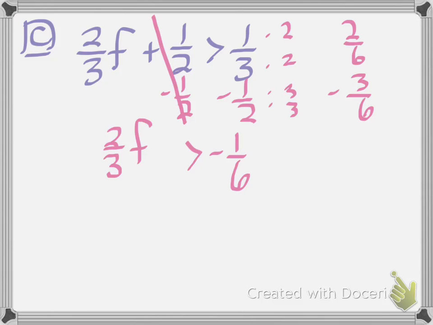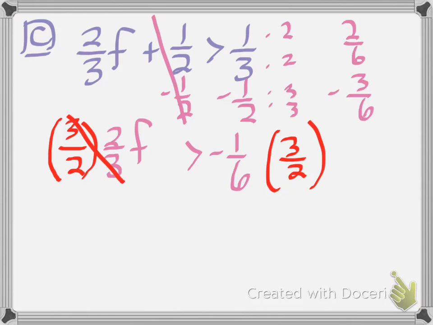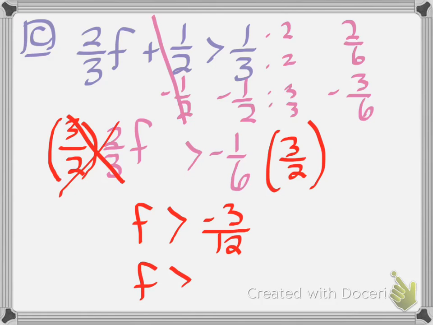Now I'm multiplying f by a fraction, so I can divide by a fraction the same as multiplying by the reciprocal, 3/2. This goes away. f is greater than negative 3/12. Simplified, f is greater than negative 1/4.